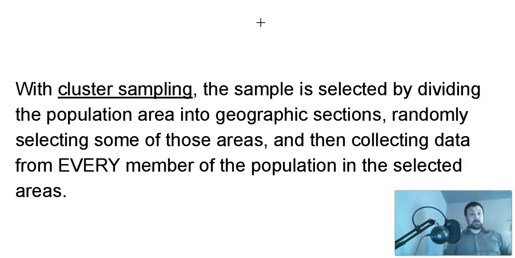So you divide it by classroom, and then you randomly select some classrooms. The classrooms you pick have to be chosen randomly. And then once you've made those choices, you go to those classrooms and collect data from every student in the classroom. So you don't take a sample within that cluster. The entire cluster becomes part of your sample. So everybody in room 101, everybody in room 203, right? Whatever rooms got randomly selected, every student in those rooms would be part of your sample. So that is how cluster sampling works.